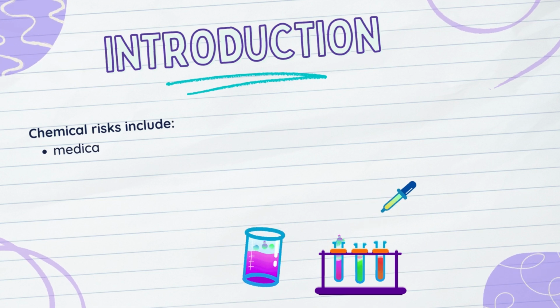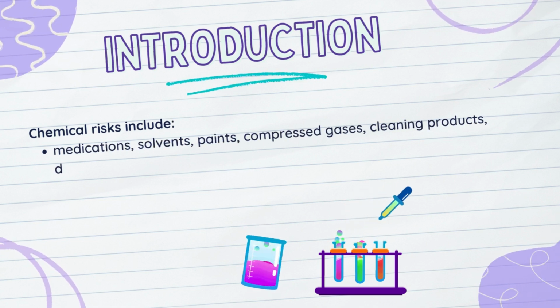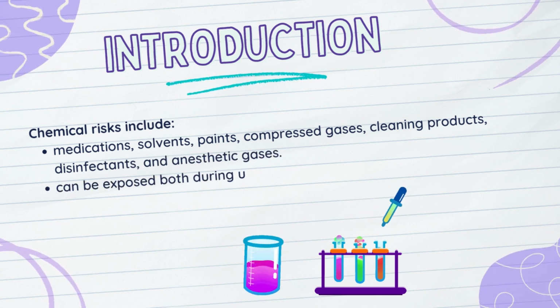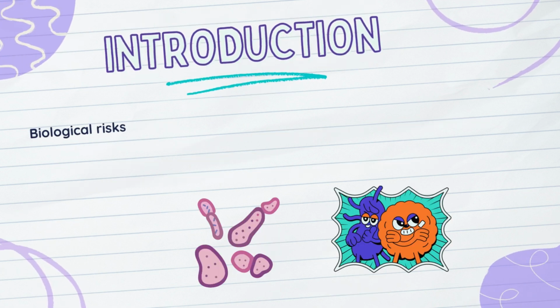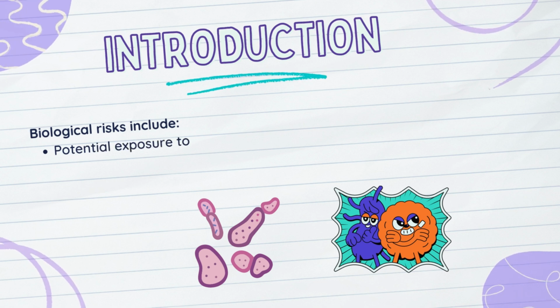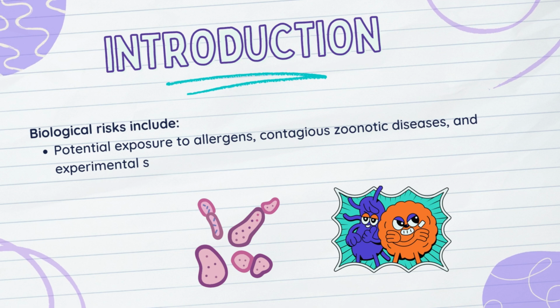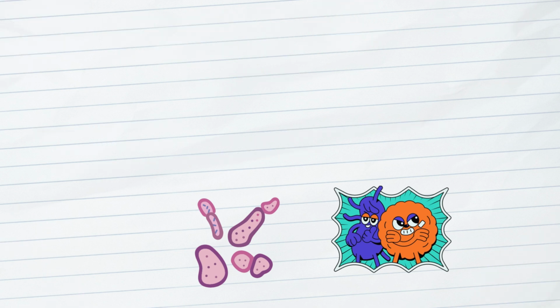Chemical risks include medication, solvents, paints, compressed gases, cleaning products, disinfectants, and anesthetic gases. It can be exposed both during use and due to improper storage. As for biological risks, it includes potential exposure to allergens, contagious zoonotic disease, and experimental substances like viral vectors.